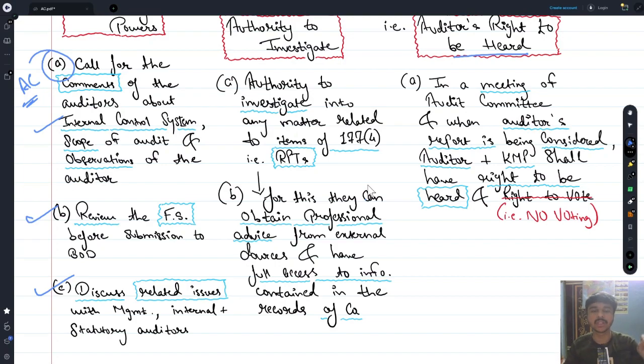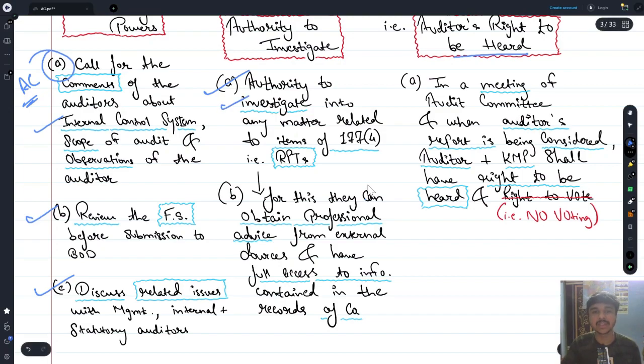Now, authority to investigate. Where can you investigate? We have recently read that related party transactions are a very critical part of an organization, and the audit committee has the authority to investigate. As a chartered accountant, we don't have investigative powers anywhere, but here we are getting something. It is also a limited power, but yes, we are getting it.